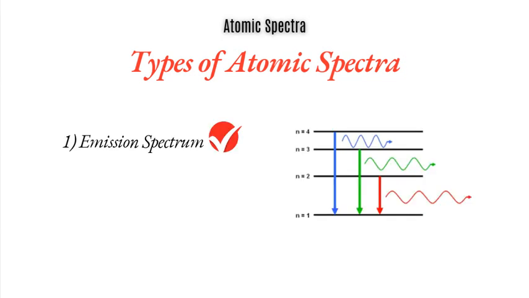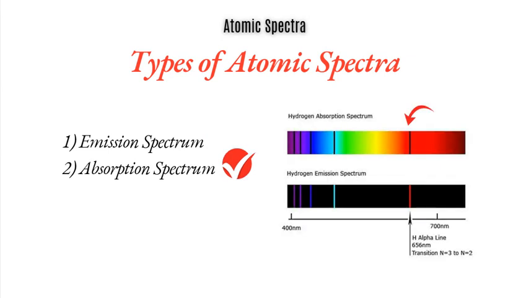Atomic spectra can be of two types. Emission spectrum, produced when electrons drop to lower energy levels and emit light. It consists of bright lines on a dark background. Absorption spectrum, produced when electrons absorb light and move to higher energy levels. It consists of dark lines on a bright background, corresponding to the wavelengths of light absorbed.